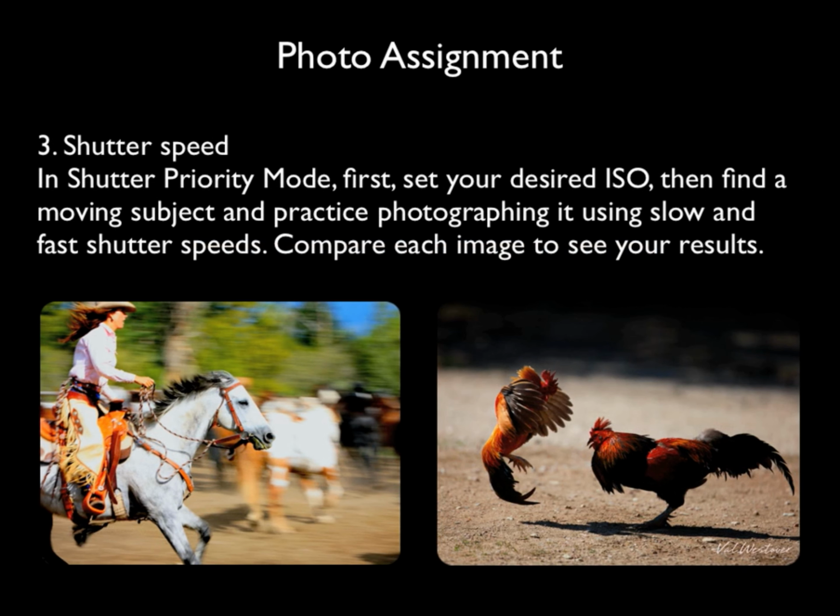Number 3, shutter speed. In shutter priority mode, first set your desired ISO, then find a moving subject and practice photographing it using slow and fast shutter speeds. Compare each image to see your results.